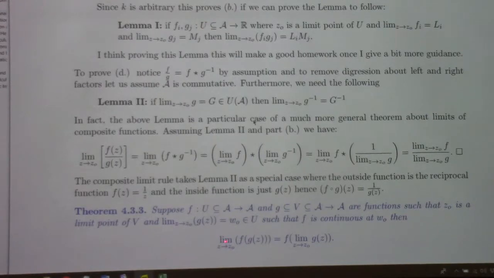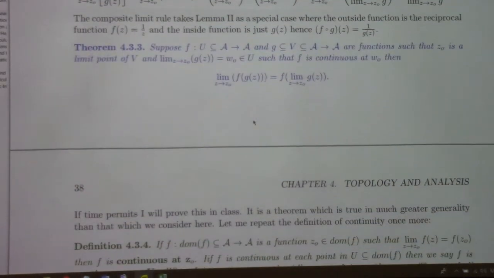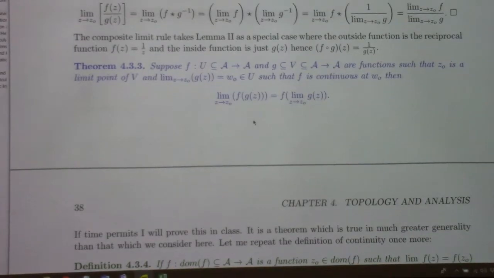let's see here. I need that if the limit of g is equal to w naught, then f is continuous at w naught. In that case, I can pull the limit as z goes to z naught inside like so, and this is the composite limit theorem. So if you have that, then it's easy to get lemma 2, because you can just let f of z be the 1 over z function, which is going to be continuous on the units. This could be proved, but I haven't proved it, but you could prove it.